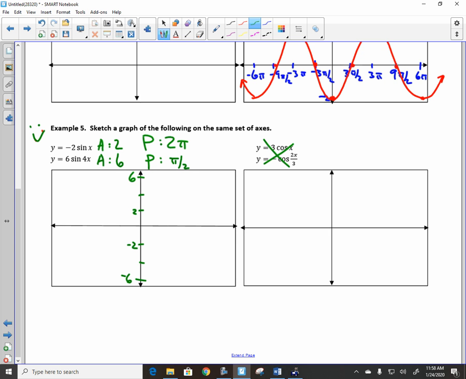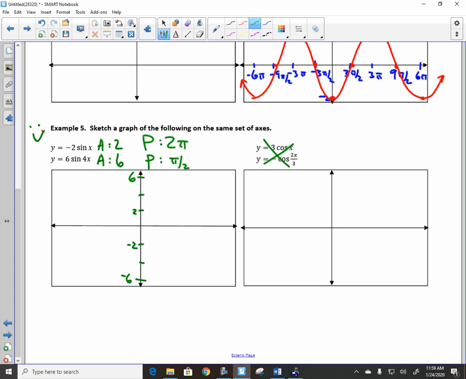Now, before I mark anything out, I want you to think about what that actually means, okay? This is where real understanding starts to develop. The bottom graph goes 3 times as high as the top graph, correct? And the bottom graph repeats itself at pi over 2, or 90 degrees, right? Whereas the other one repeats itself after a full circle, right?